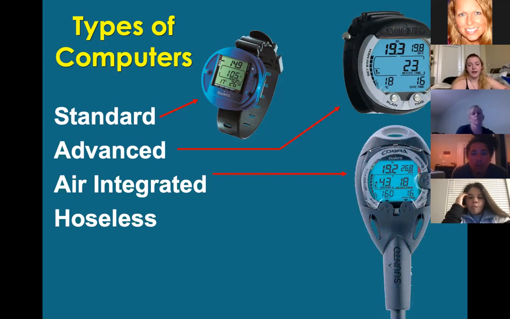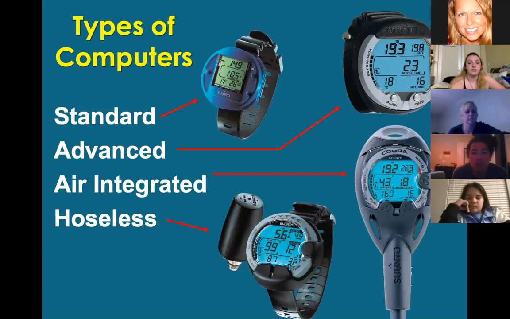And then there's integrated, which is attached to your cylinder. That's gonna give you information like how much PSI you have, and those kinds of things, but they're just attached to your cylinder. And then there's hoseless. Those are going to attach to your cylinder, and then you'll wear the wristwatch, and it sends information from your cylinder to your watch. And those are really expensive.